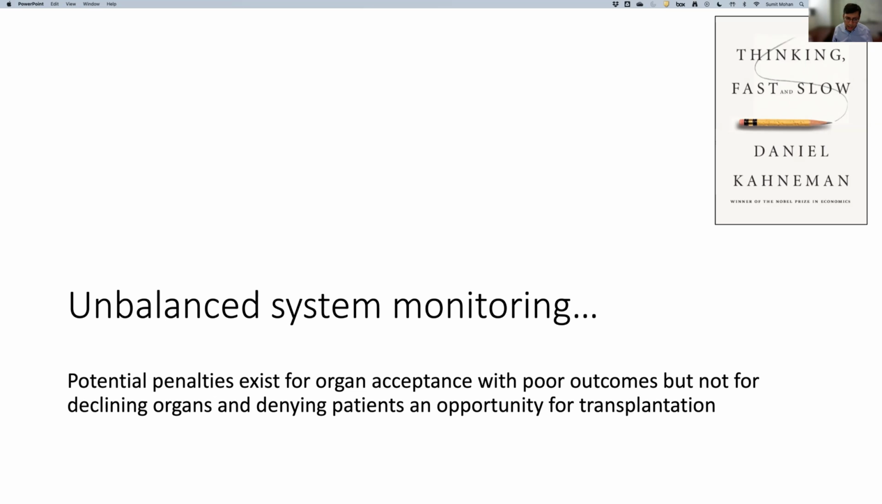So the way our system is currently designed is we have potential penalties for organ acceptance that leads to poor outcomes. So if I'm a transplant center or a transplant surgeon that accepts an organ, transplants in a patient, and we don't have a good outcome, I have negative feedback, and I have a regulatory system that is not going to be happy with that. But I have no consequence for declining an organ or saying no. And it's not that I want to say no for that patient. Part of me truly believes that there is a better organ in the future available for this very patient that I should accept, right? The two birds in the bush.